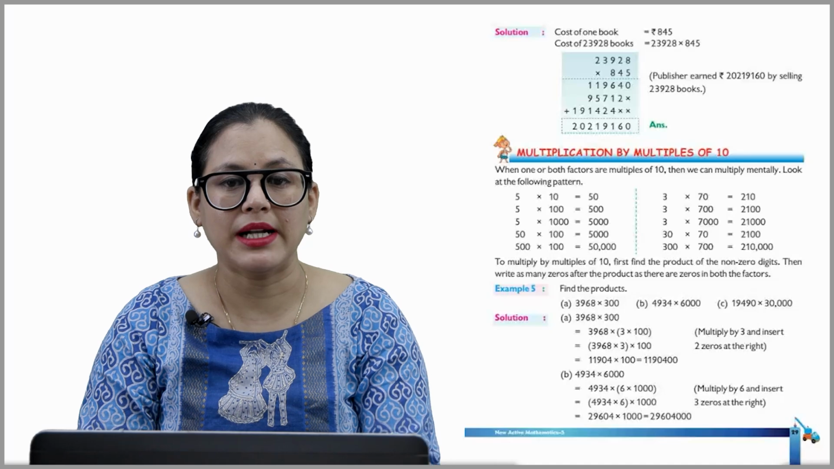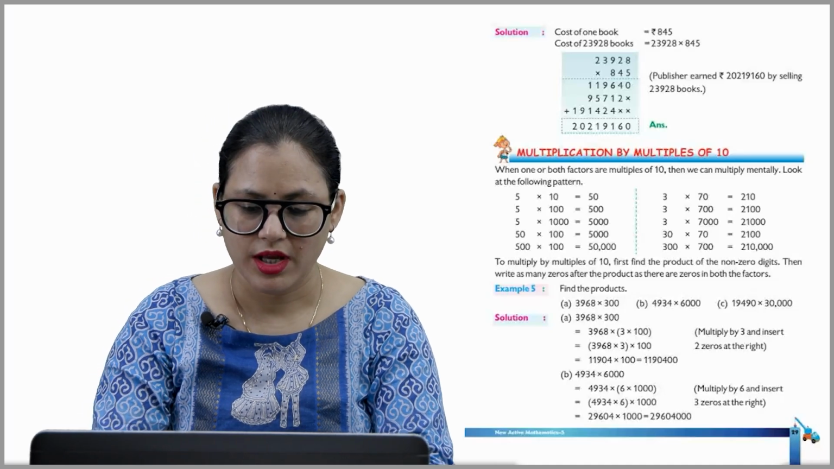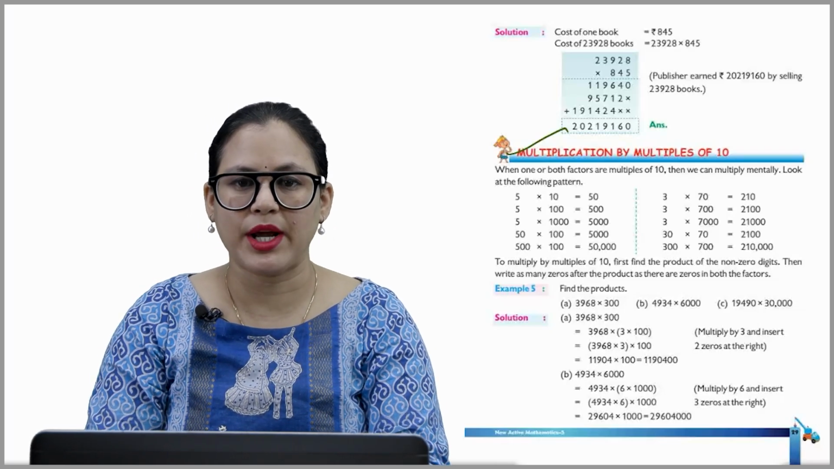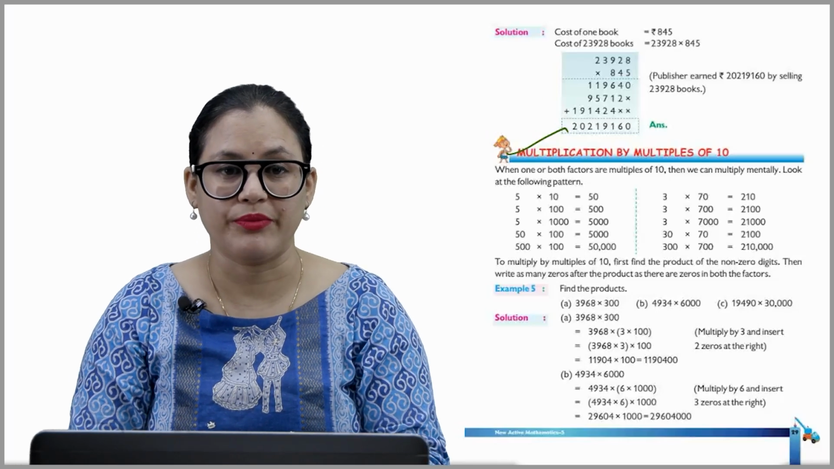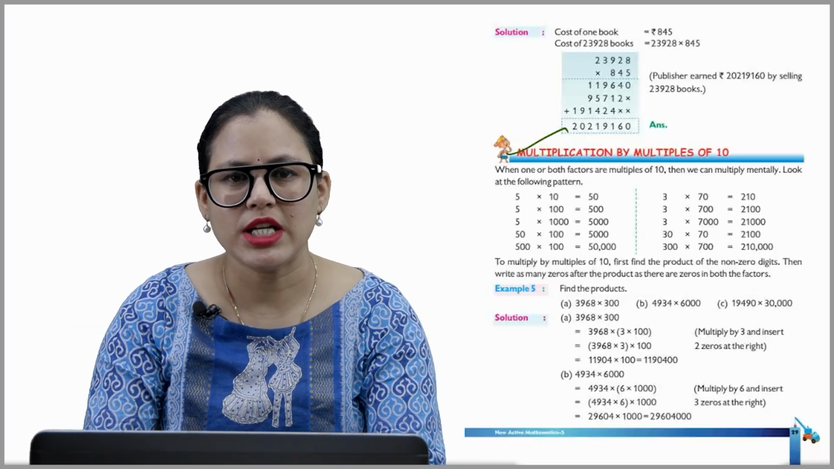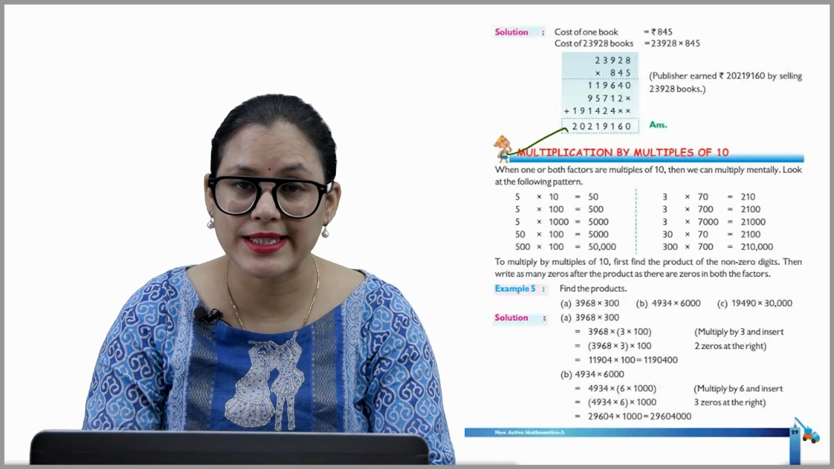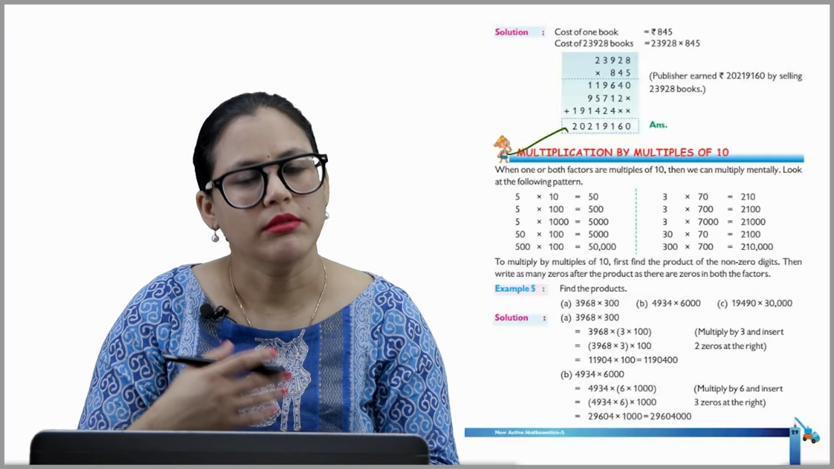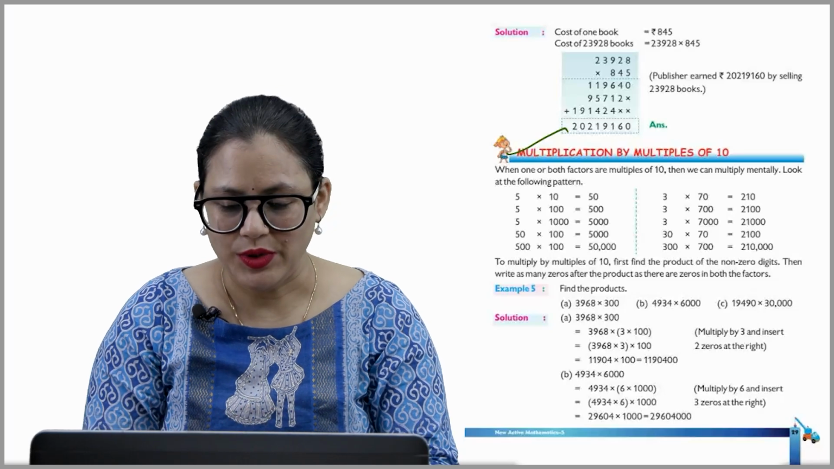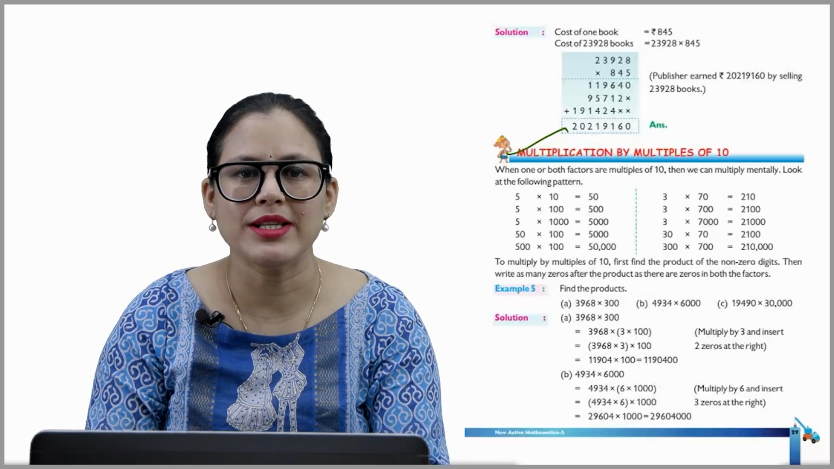Multiplication by multiples of 10. When one or both factors are multiples of 10, then we can multiply mentally. Look at the following pattern, okay? See, 5 into 10 is 50. 5 into 100 is, you need not multiply, just do it orally, okay? And you can multiply mentally. You will put 2 zeros and 5 into 1 is 5.